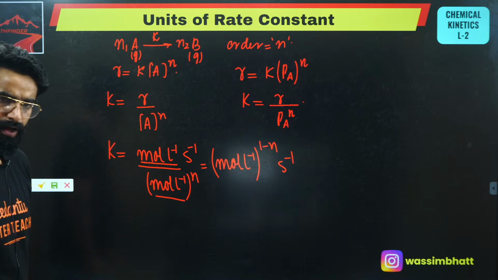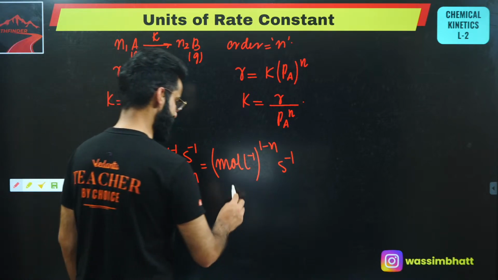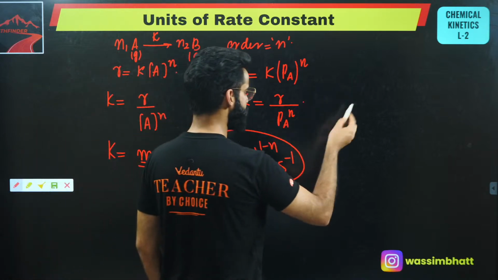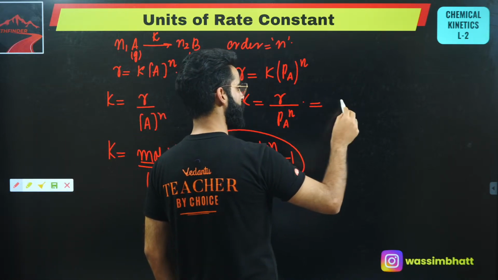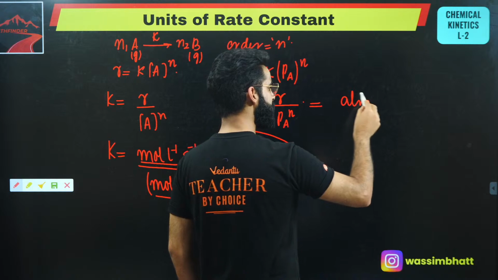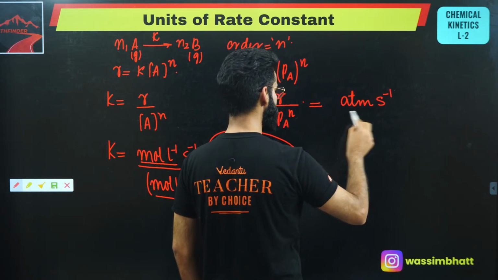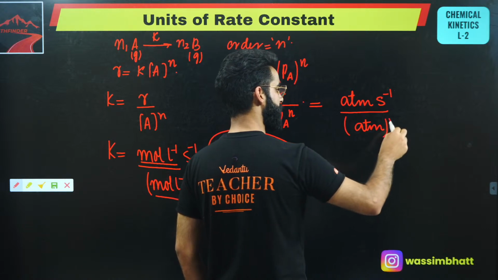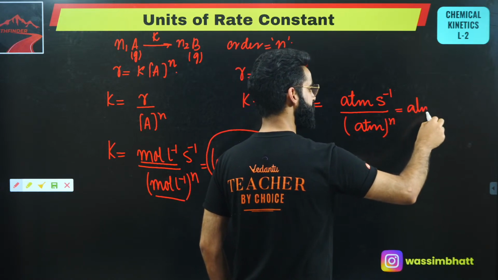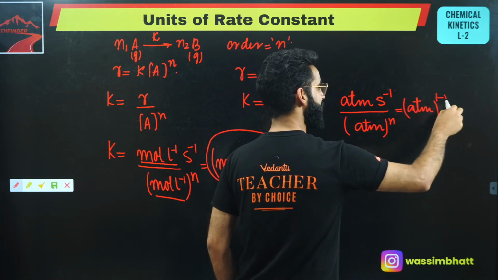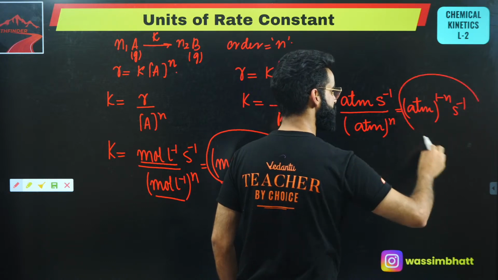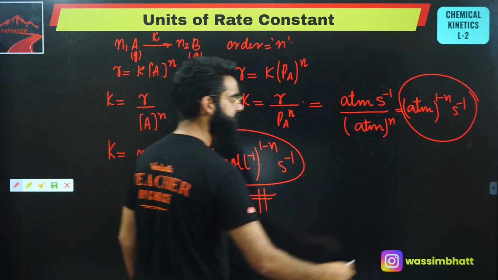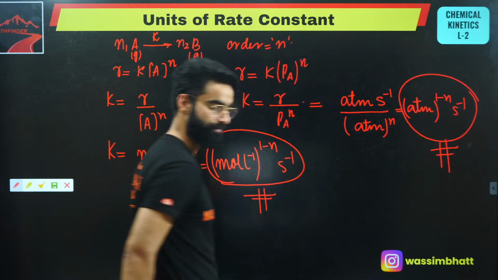Right? Okay. Now people are the same. See, this is one of the general units of rate constant, right? One more general unit of rate constant: over here I've got rate. Rate has the unit atm second inverse, divided by, in the denominator, pressure. Pressure has the unit atm raised to the power n. So it's going to be atm raised to the power 1 minus n and second inverse. These are the general units of rate constant over here. So rate constant units is going to be either this or this one, right?